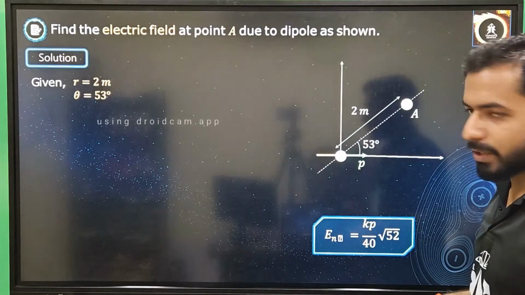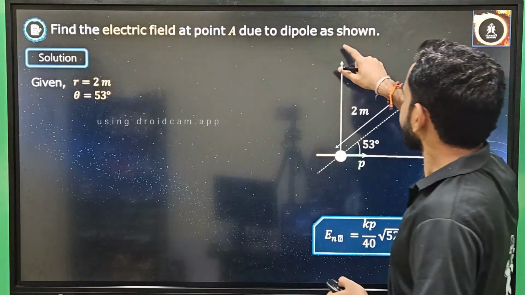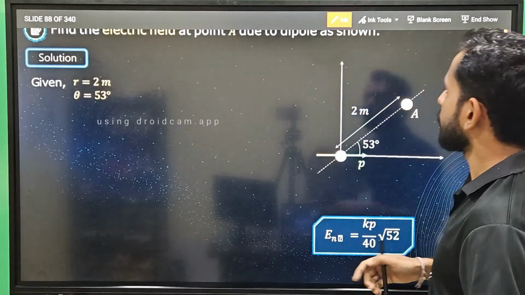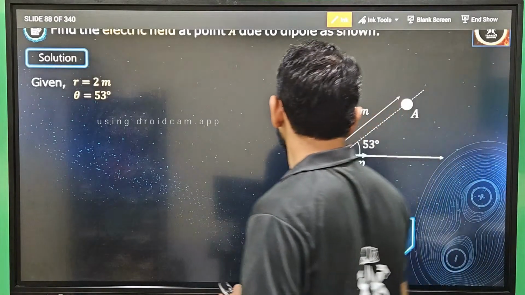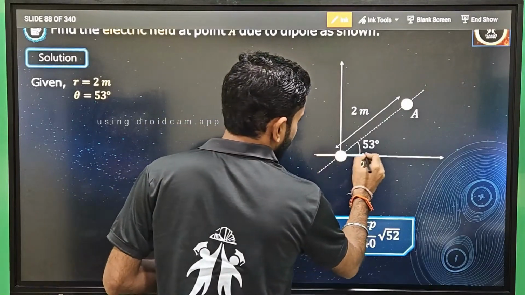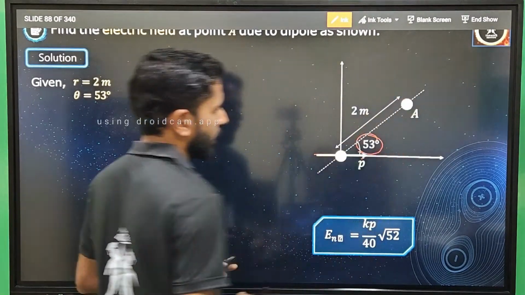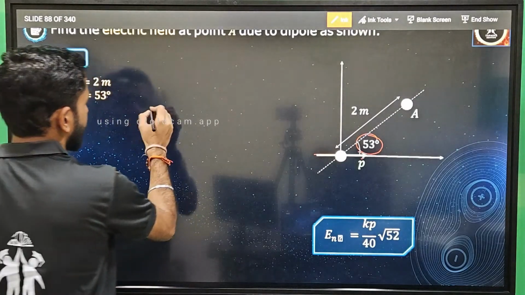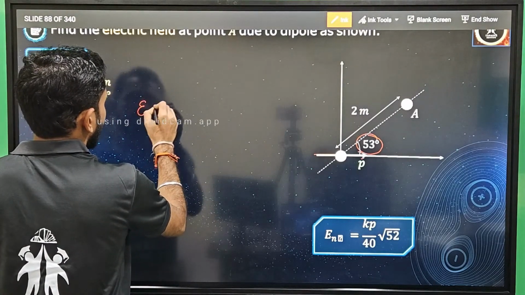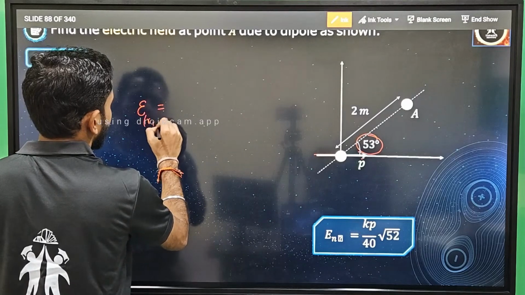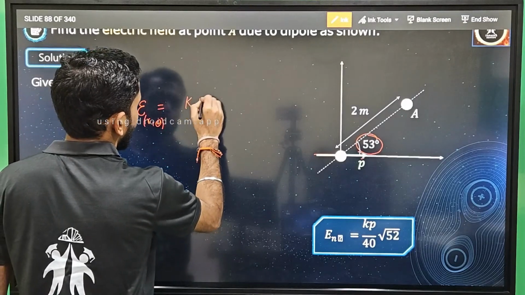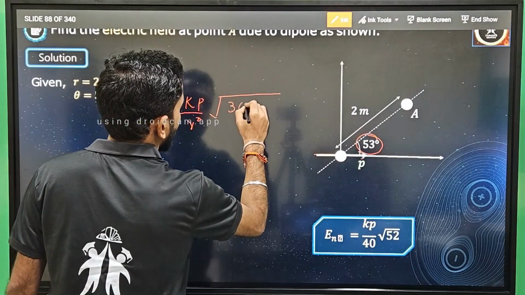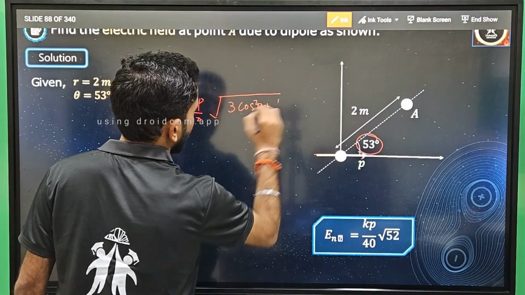Now there is some basic question. Let's resolve this question. Find electric field at point A due to the dipole as shown. There is some dipole at an angle of 53 degrees. You have to find what is the electric field. Now we have the formula, so we are not going to derive it. I will simply write electric field at any general position r comma theta. I know the formula: kp divided by r cube root under 3 cos square theta plus 1.